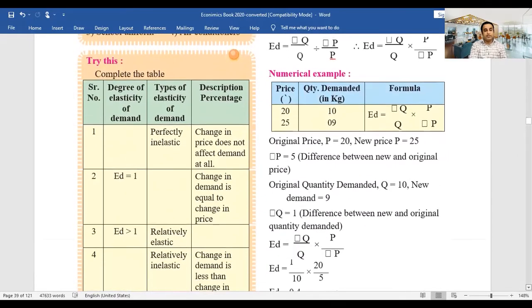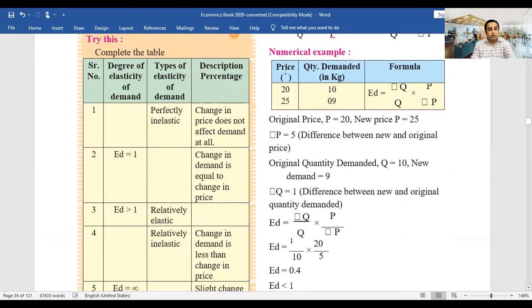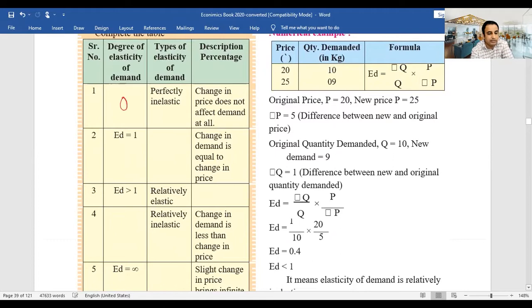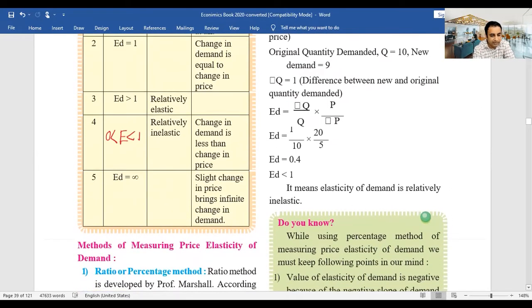So one table is given which we have completed at the time of our face-to-face batch as well as our virtual batch, but still I will do it once again. We have to complete the table: degree of price elasticity of demand, types of elasticity of demand, and description is given. So in case of perfectly inelastic demand, elasticity is 0. In case of relatively inelastic demand, elasticity is more than 0 but less than 1. When elasticity is infinite, it is called perfectly elastic demand.